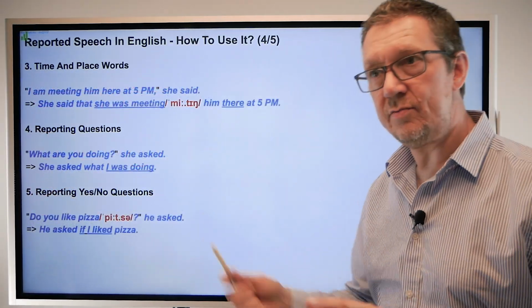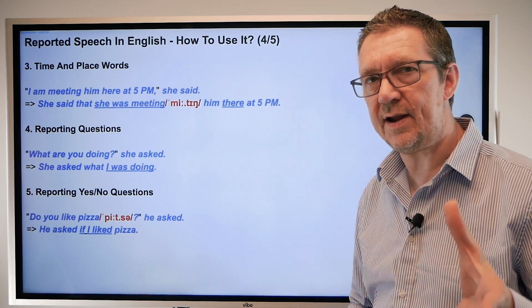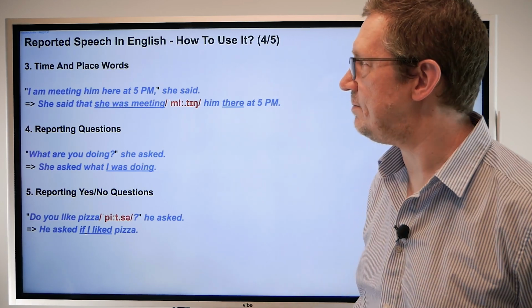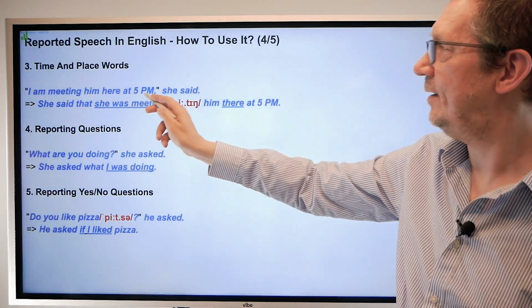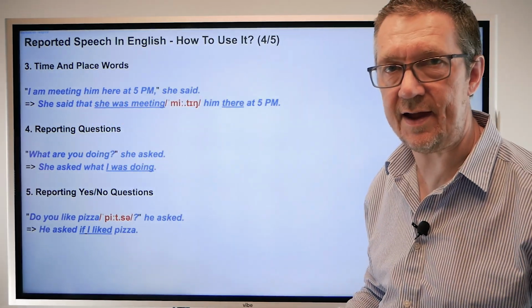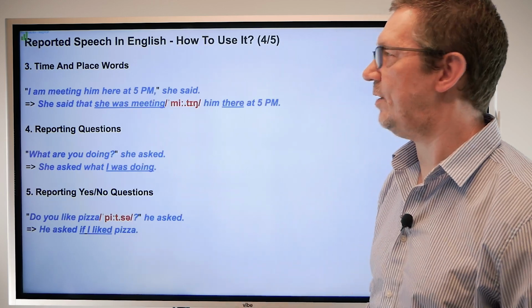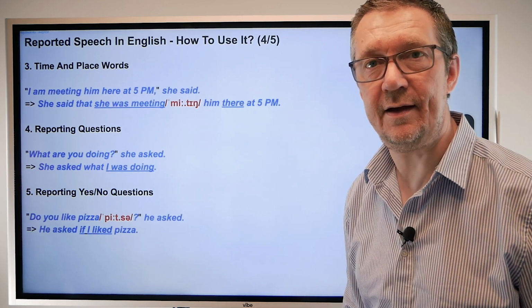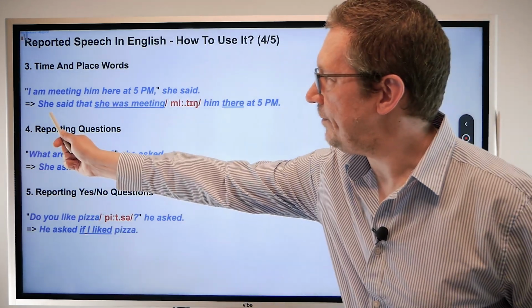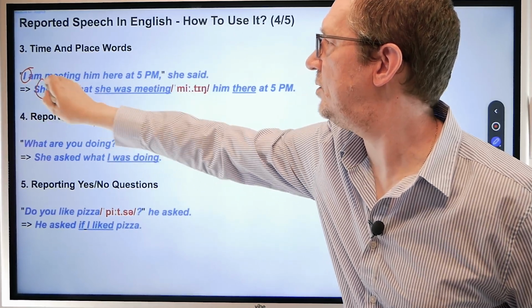Time and place words. Now you notice in some of these things that we've been looking at, these time and place words change. So let's have a look at what it actually means. So for example, if we say I'm meeting him here at 5 p.m., she said. So I'm meeting him, this is what the person says to you. I'm meeting him here at 5 p.m. So how do you tell someone else that when they're not here? Well, this is what you say. She said, so again, I becomes she.